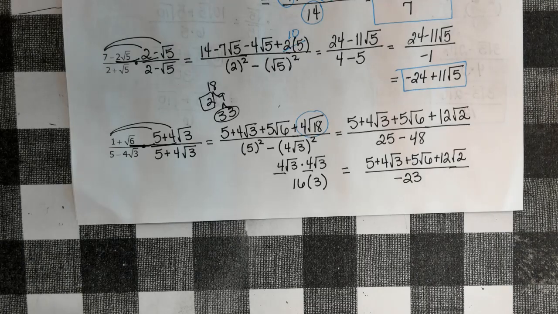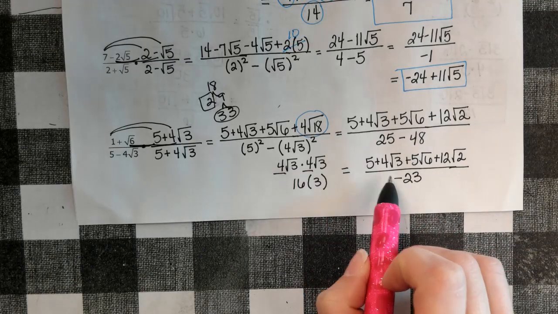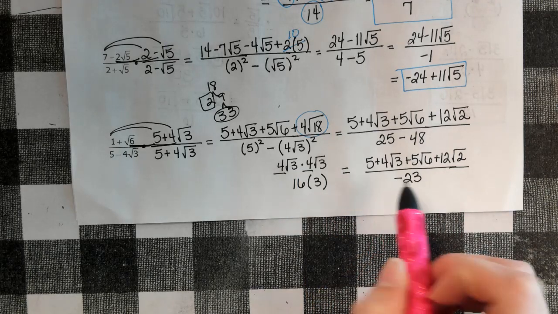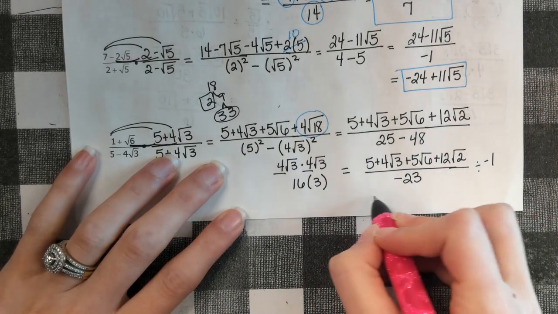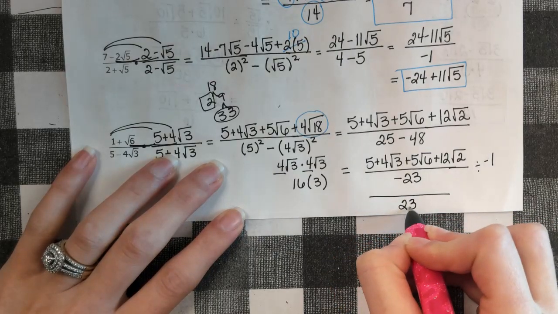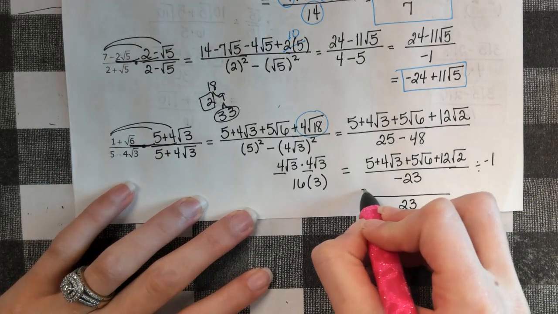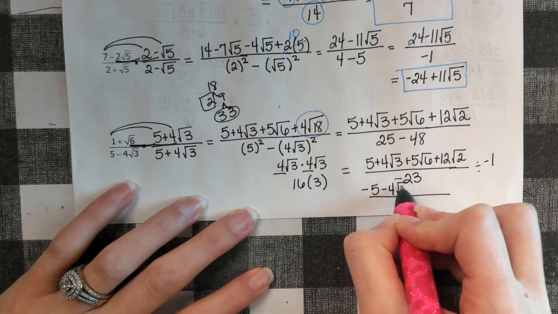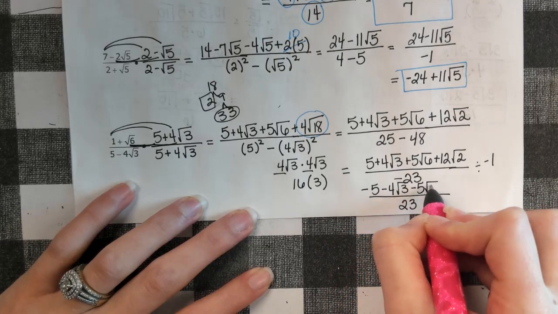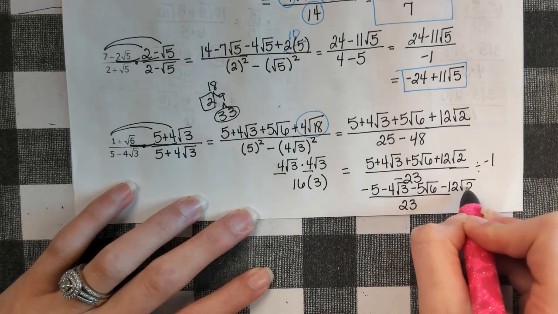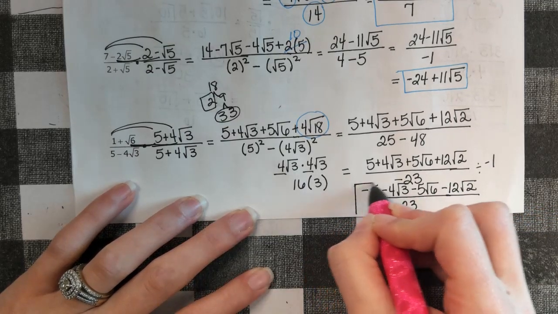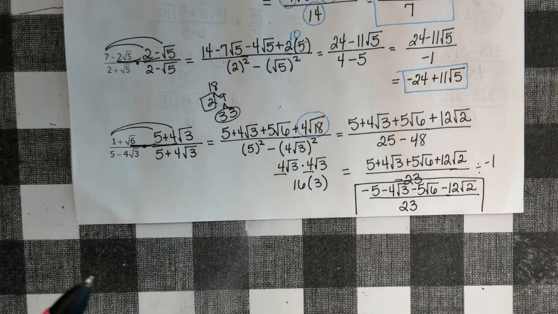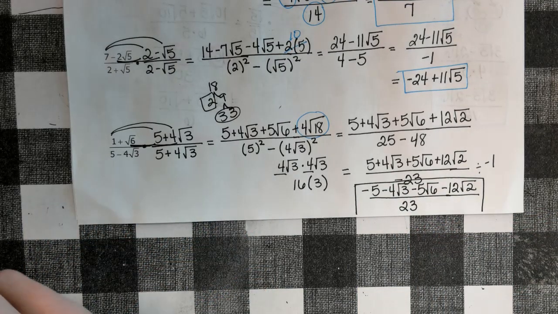So all I'm going to do is change all the signs because I can divide by -1. Okay, I can divide everything by -1 to make that denominator a positive 23. So all that does is make it a negative 5 minus 4 square root of 3 minus 5 square root of 6 minus 12 square root of 2. Okay? Do you have questions on the steps?